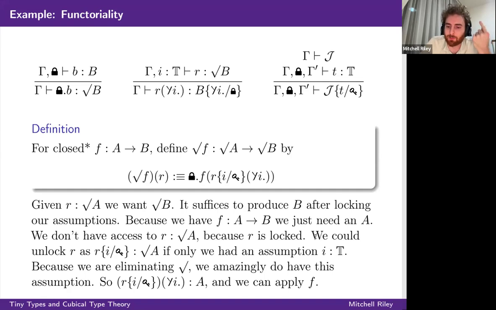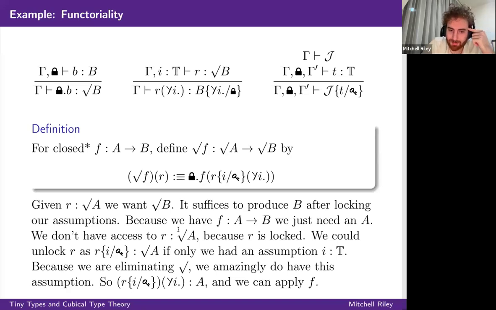But the fact that we're applying the eliminator amazingly means that we do have this assumption of the tiny type that we need to unlock the term that we're applying the eliminator to. So in syntax, you can see it here, but also here, we're applying the eliminator, which gives us access to this assumption of the tiny type. And then we can use that assumption to unlock the thing that we're applying the eliminator to. So now we've got an element of A, and we can apply the function to it. And so that completes the definition of the map.